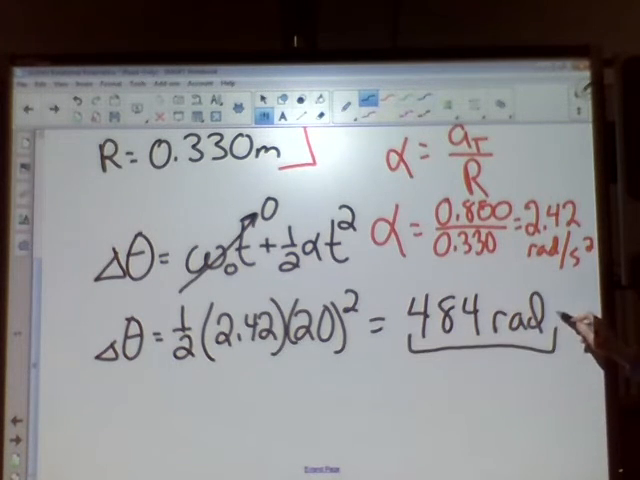Now, in many problems, they'll ask you how many revolutions it goes through. In this case, they just said, what angle is it? So we can leave this in radians. If they asked you how many revolutions did it go through, we would have to convert from radians to revolutions.